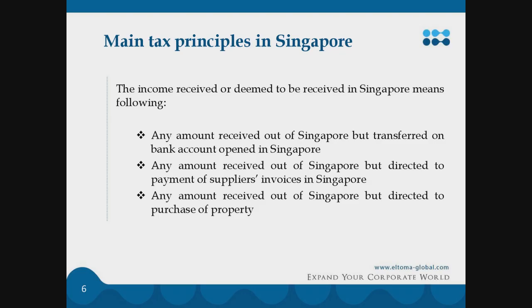If to speak about income deemed to be received in Singapore, that means that any amount received outside of Singapore but transferred to a bank account opened in Singapore will be taxable in Singapore. Any amount received outside of Singapore but directed to payment of suppliers' invoices in Singapore will also be taxable in Singapore. Any amount received outside of Singapore but directed to a purchase of property will also be deemed as income received in Singapore.